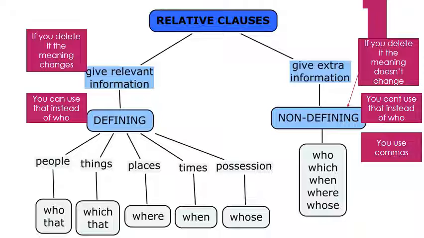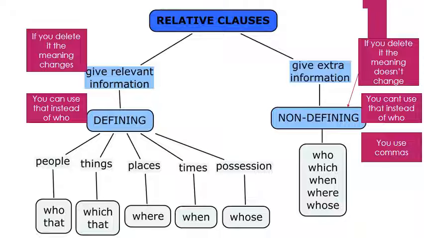Actually, defining relative clauses have some characteristics. شو خصائصها ال defining relative clauses؟ أول إشي it gives relevant information. What do you mean by relevant? Important information. So defining relative clauses give relevant information, give important or essential information. But non-defining relative clauses give extra information, يعني not important information. So defining gives important information, non-defining gives not important information or extra زيادة معلومات زيادة.